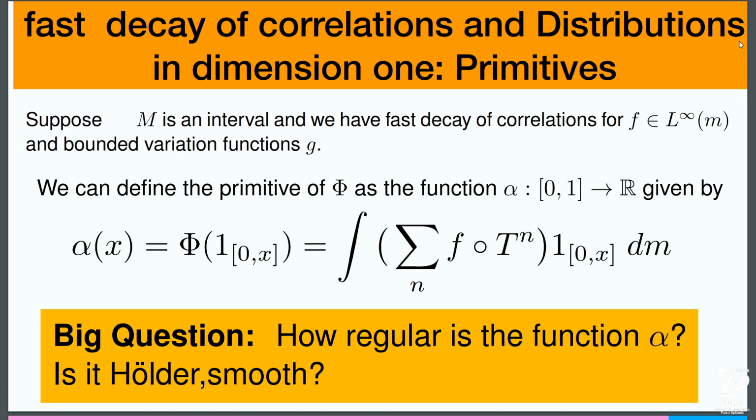Of course, in this case, the distribution should be defined on bounded variation functions, for instance. But that's usually the case for piecewise expanding maps, so don't worry about that. So you can ask about the regularity of alpha.